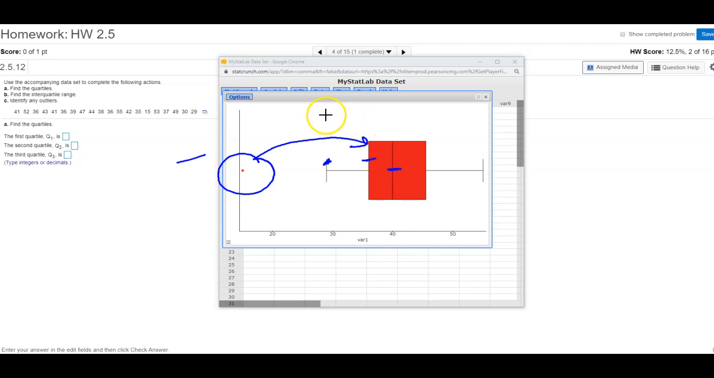Let me write that down. Your Q2 is your median. Oh, my handwriting. The fourth line is Q3, and this is your upper limit or the maximum value. So Q1 is the 25th percentile, Q2 is the 50th percentile, and Q3 is the 75th percentile. Okay, so let's see how we can fill this in.